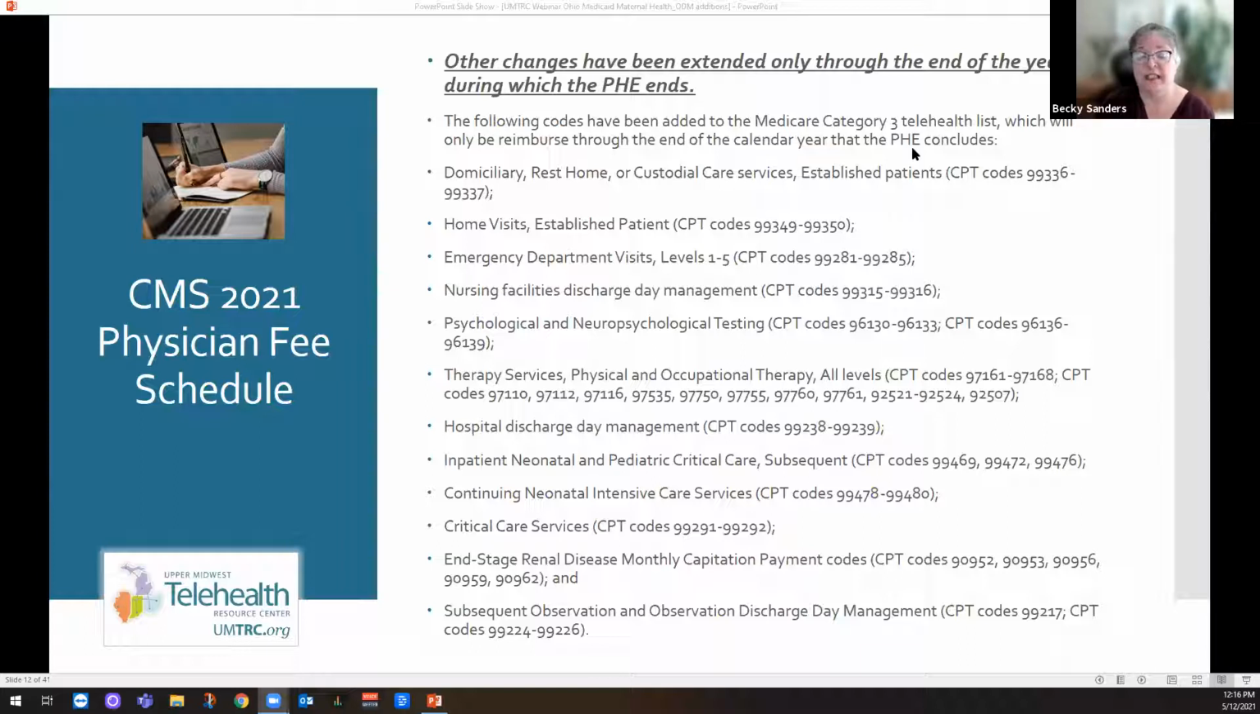So since we're solidly into 2021, we know that these category 3 codes are reimbursable through the end of 2021. We don't know if the public health emergency will be extended into 2022 or not. If it does, then I would imagine that the July proposed physician fee schedule and the December final physician fee schedule for 2022 would indicate that these codes are either going to be added to the permanent list or continued through the end of the public health emergency to the end of 2022. So I hope that makes sense.